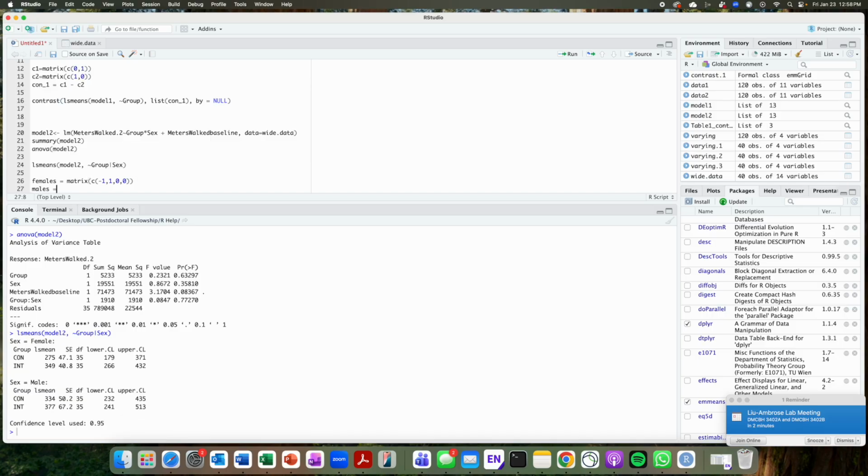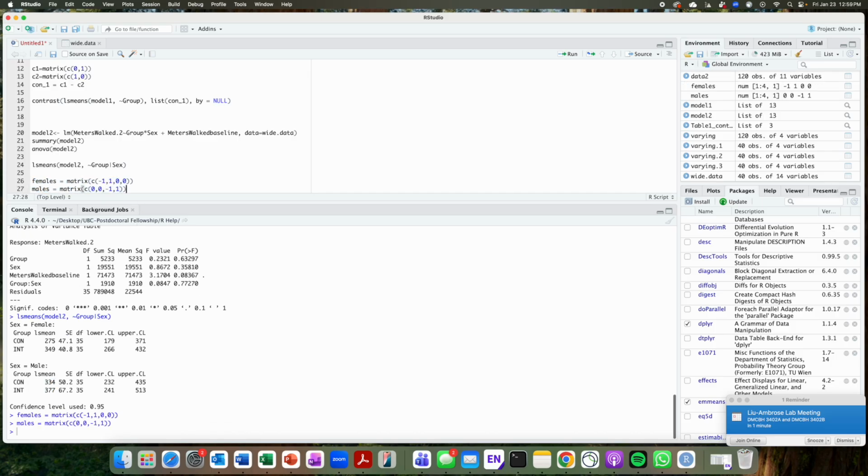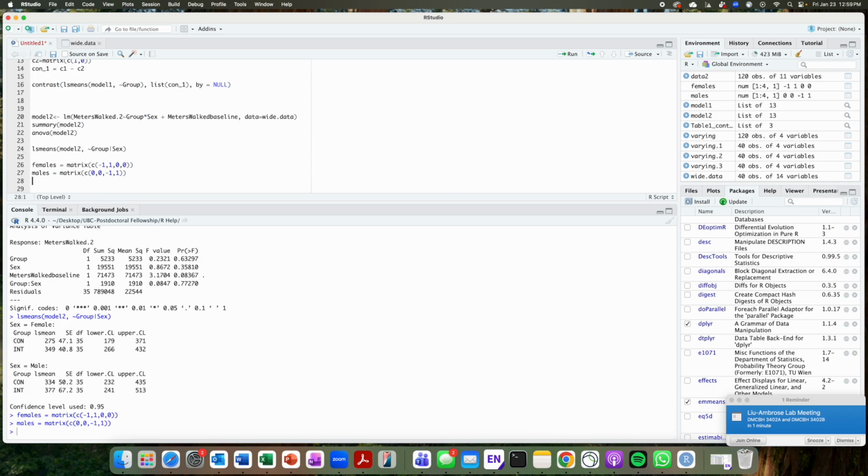Then, what if we wanted to create a matrix looking at the effects for males? Well, if it's males only, we're going to exclude females. So these first 2 numbers are going to both be 0 in our matrix. And then we need to create that positive and negative number matrix. So again, it's going to be the same thing. -1, +1. So -1 is going to be for the control, +1 for the intervention. So now we're looking at 377 minus 334. And that's it. So now we have our contrast statements for our females, and we have our contrast statements for our males.